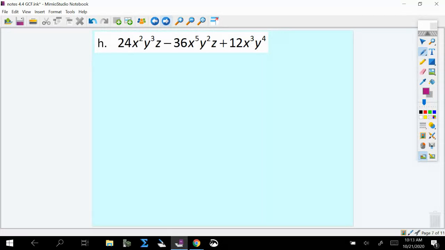Here's one that has lots of terms, lots of variables, lots of numbers. So we're going to go one piece at a time. We've got 24, a 36, and a 12. The greatest common factor between 24, 36, and 12 is 12.